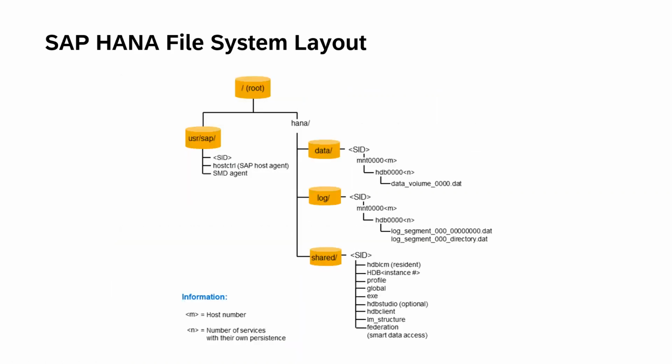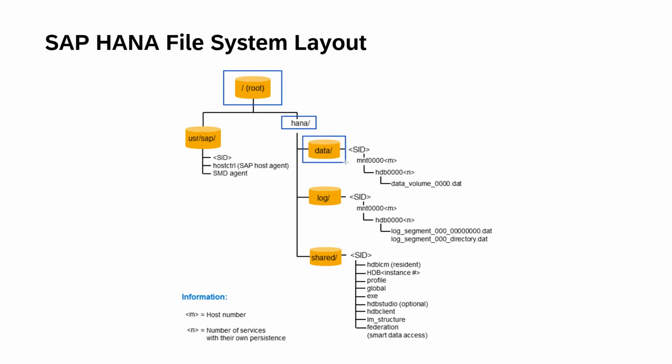Hello. Okay, now this is the SAP HANA file system layout. We have already created this mount point. Just for your information, these are the mount points recommended by SAP. Under the root file system, the root volume, you will be creating a HANA directory, /hana. Under /hana, the first one will be for your data volume.